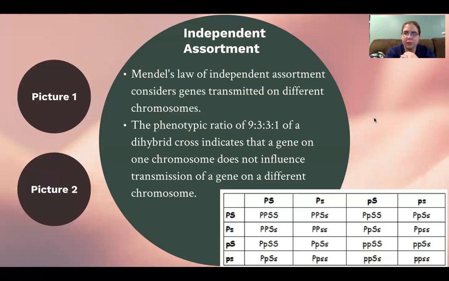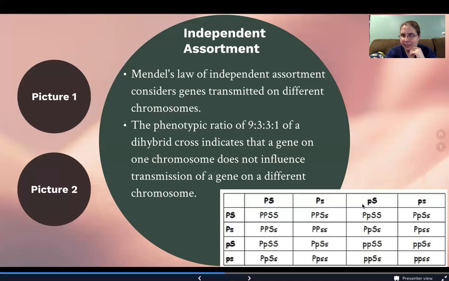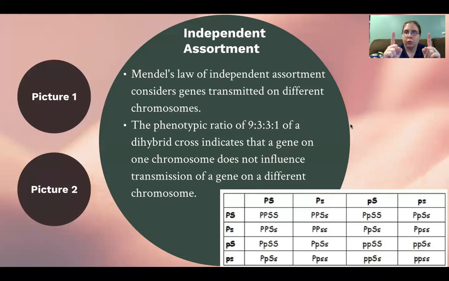Now, if you're wondering what the 9-3-3-1 refer to, we're saying that 9 out of 16 have, or there's a 9/16 chance, or if we're looking at the boxes, there are 16 boxes here. So 9 out of 16 show both traits as being dominant. 3 out of 16 show first trait being dominant, second trait being recessive. 3 out of 16, first trait being recessive, second trait being dominant, and 1 out of 16, both traits recessive. So what we're noticing is that different chromosomes do not affect each other.